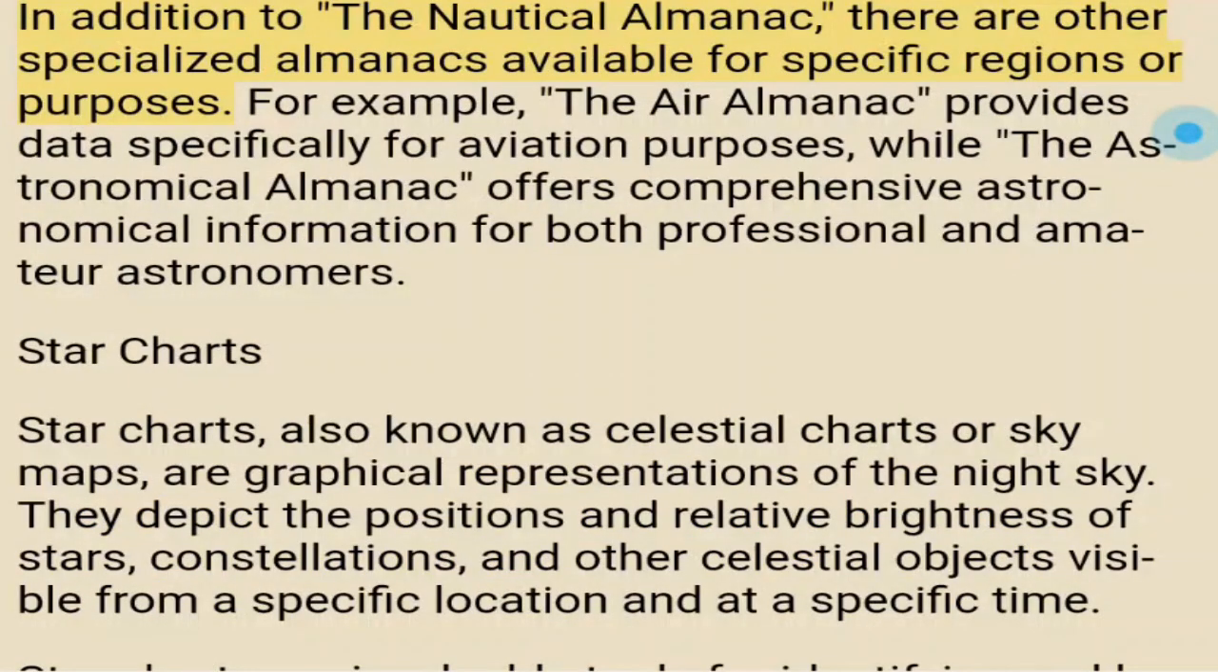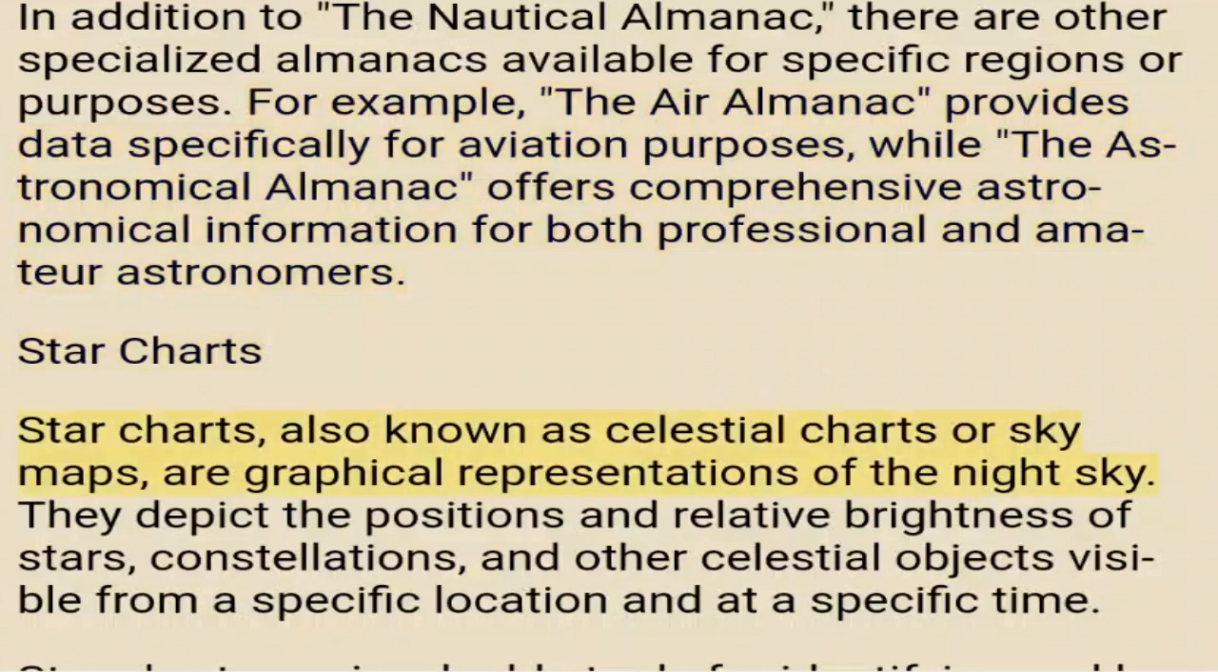In addition to the Nautical Almanac, there are other specialized almanacs available for specific regions or purposes. For example, the Air Almanac provides data specifically for aviation purposes, while the Astronomical Almanac offers comprehensive astronomical information for both professional and amateur astronomers.